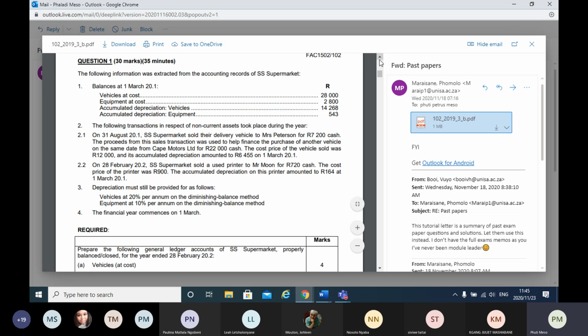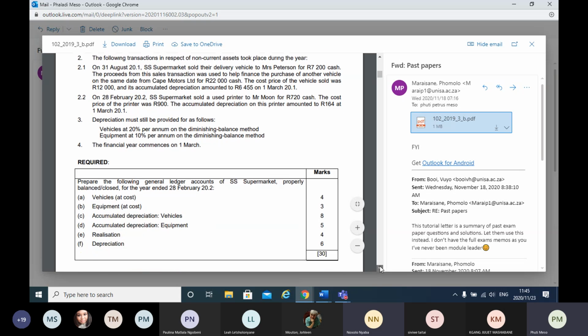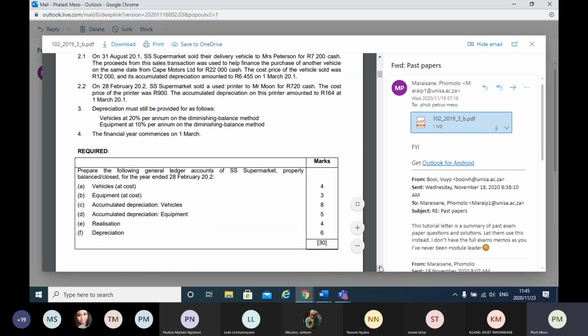We're doing the same thing except the cost of the assets, right? So we're doing the accumulated depreciation and the realization and the depreciation. We're supposed to do the ledger accounts.